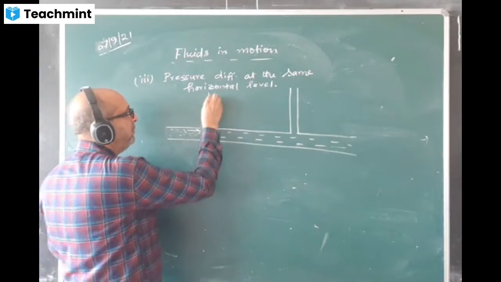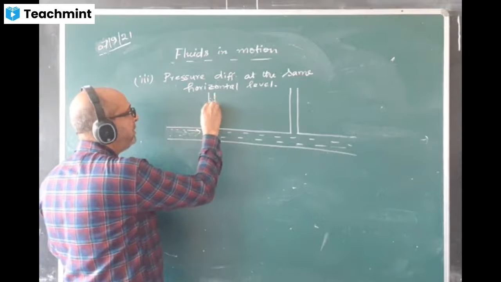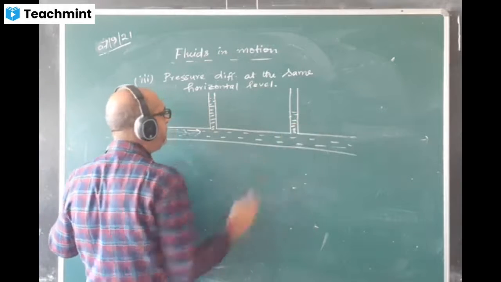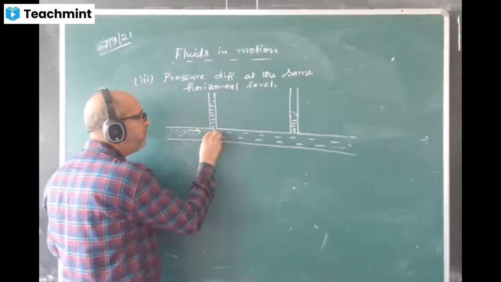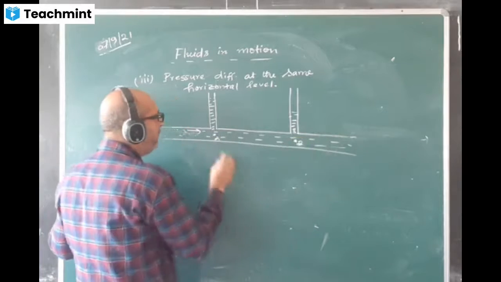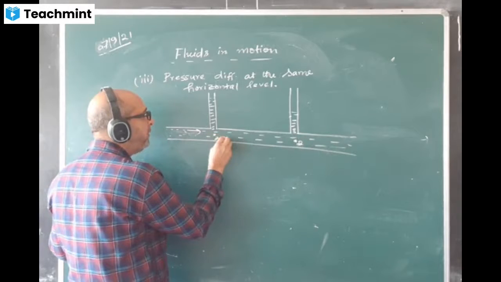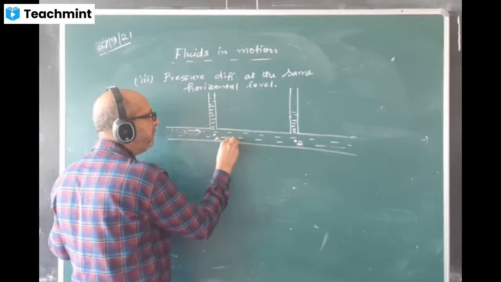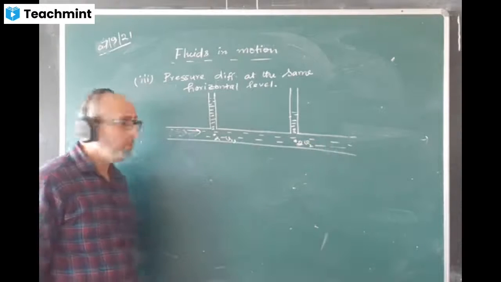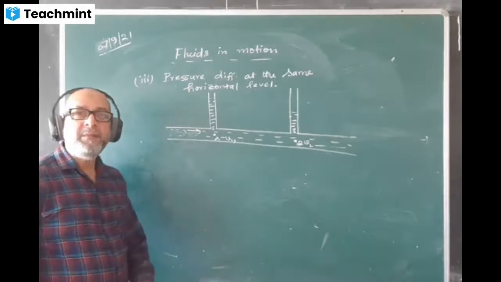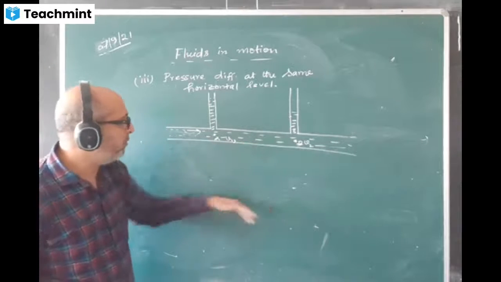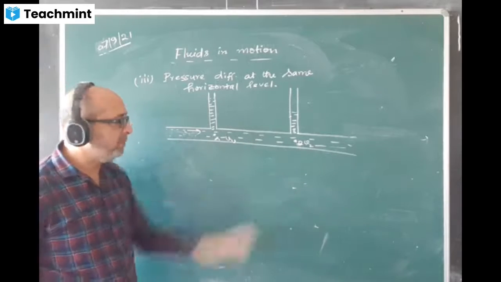Here we will take two tubes like this, one here and one here. We'll choose two points, point A here and point B. The velocity at point A I'll take as V1, and here the velocity is V2. Can you tell me if the points are at the same level from the ground? The height is the same.